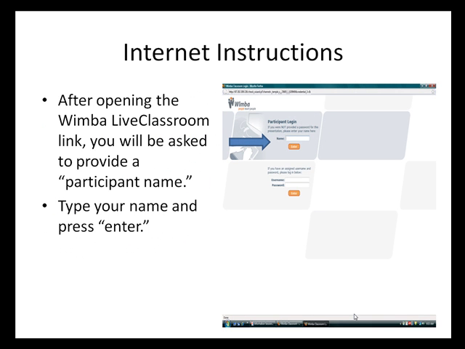After opening the Wimba Live Classroom link, you will be asked to provide a participant name up here where the blue arrow is indicating. You can type any name you wish up there. You can ignore the username and password down below it. You won't need that. Just type in the name and press Enter.